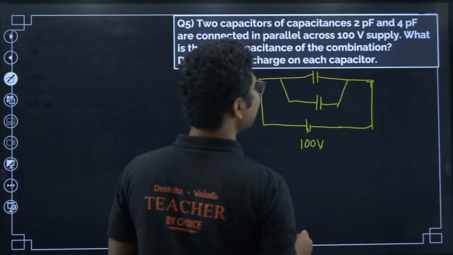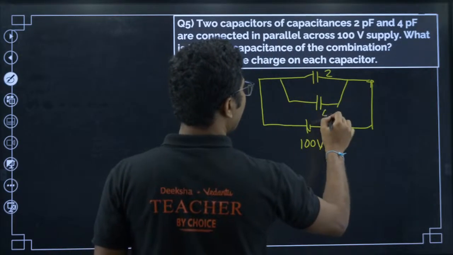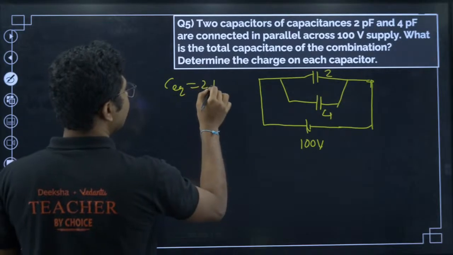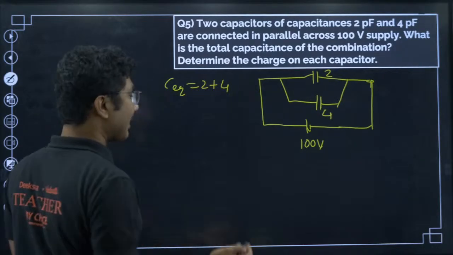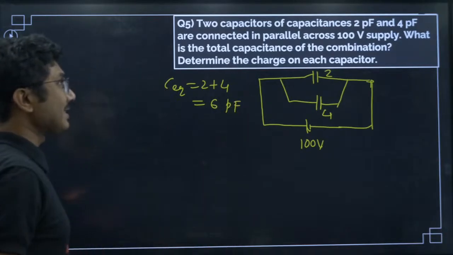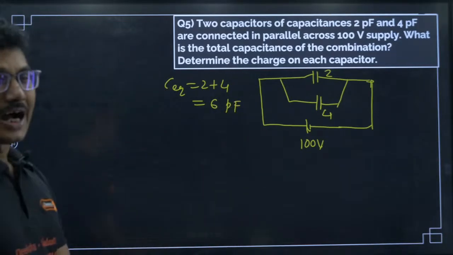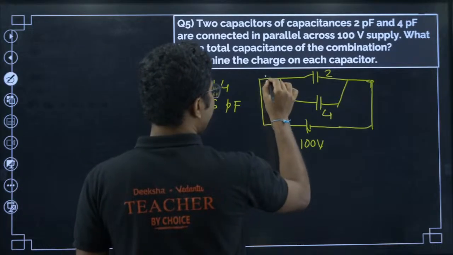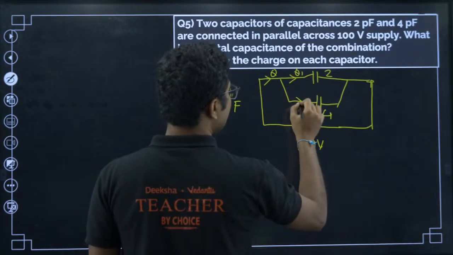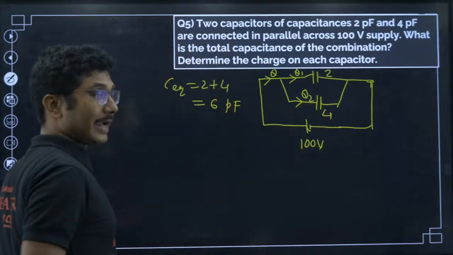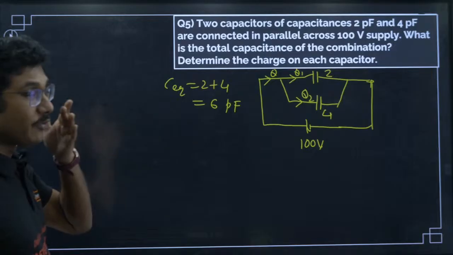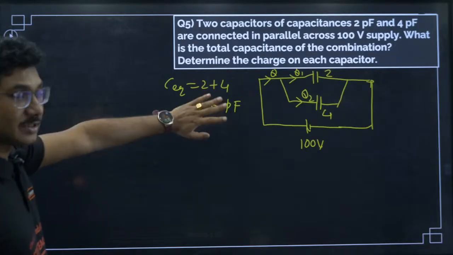So, parallel combination is easy, 2 and 4 connected in parallel. So, total capacitance is basically the sum of the capacitances, parallel combination gets added. So, 6 picofarad is the total capacitance, right. Now, determine the charge on each capacitor. So, charge will be distributed among the capacitors Q1 and Q2, right. Now, you do not need to do anything with this 6 picofarad. This is just the equivalent capacitance, first part is done.